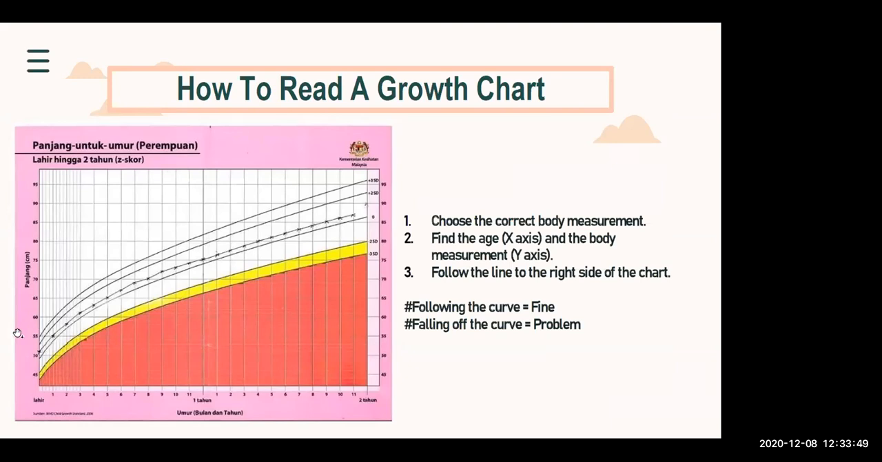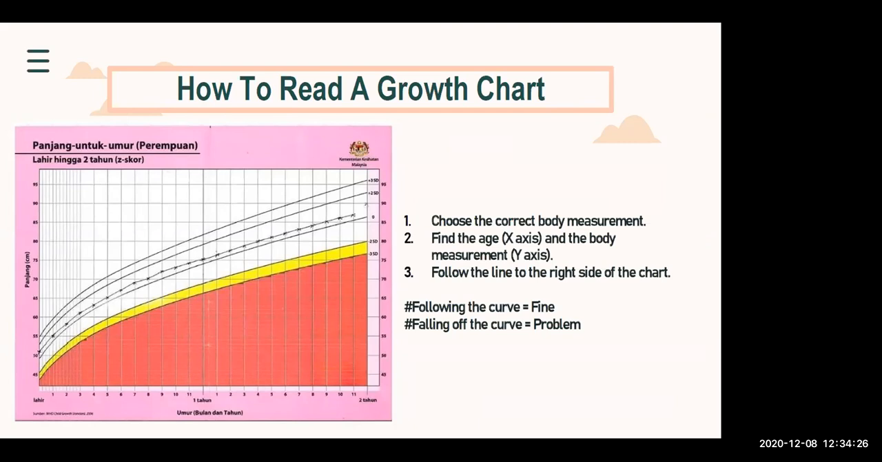So now, time for us to plot the chart. To plot the chart, we need to find the age on the x-axis and the body measurement on the y-axis. Then we plot the chart as in the photo. Where they intersect, the cross, follow the line to the right side of the chart. The zero label on the right side of the chart means average or median, while plus 3, plus 2 or negative 3 are Z scores.